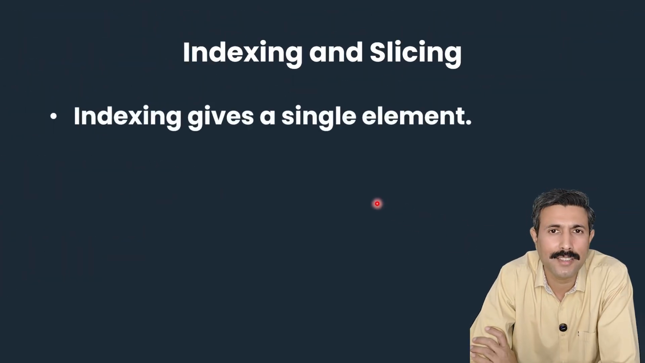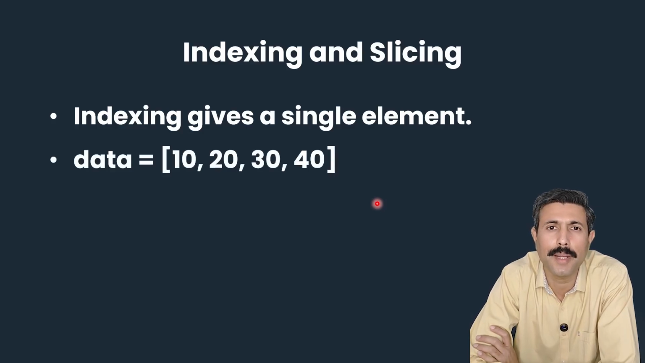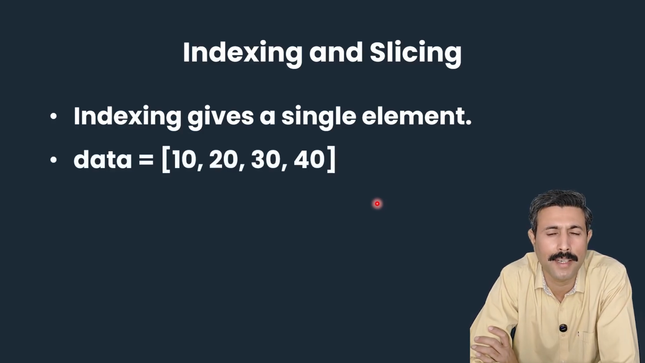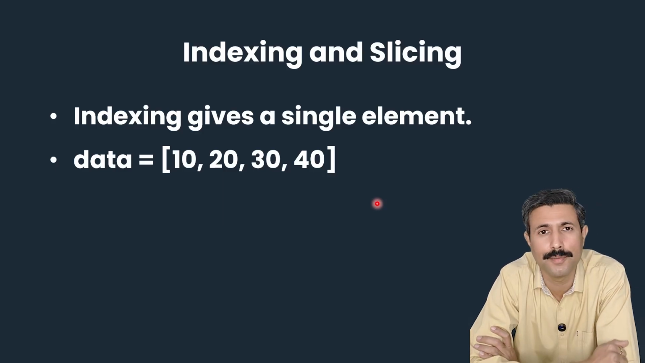Basically, indexing gives a single element. For example, here we have our data 10, 20, 30, 40. I have written my data in square brackets, so now you can guess which type of data this is, right? If you can guess correctly, then write it in the answer. This data is a list. And if you have guessed correctly, a big thumbs up for you.